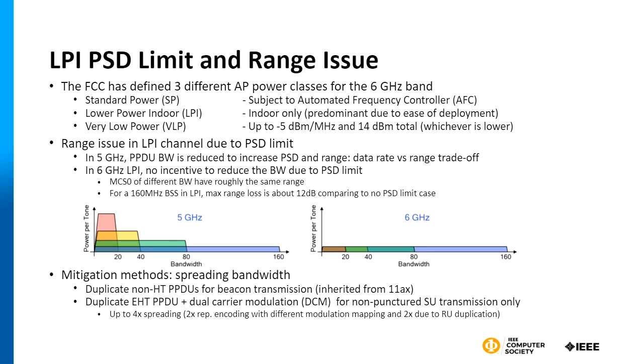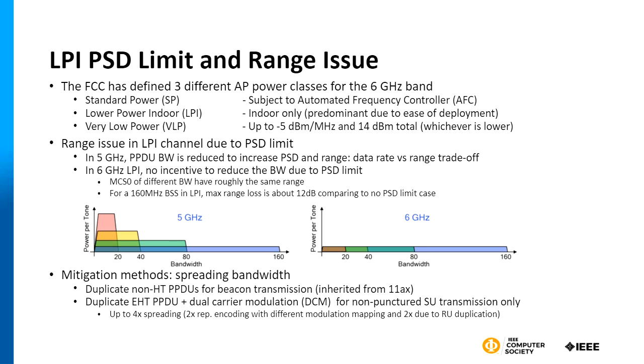Low power indoor is essentially you can only deploy these access points and their stations indoors. And very low power, which is the default case, where there are limitations of minus 5 dBm per megahertz maximum transmit power and 14 dBm total, whichever of course is lower.